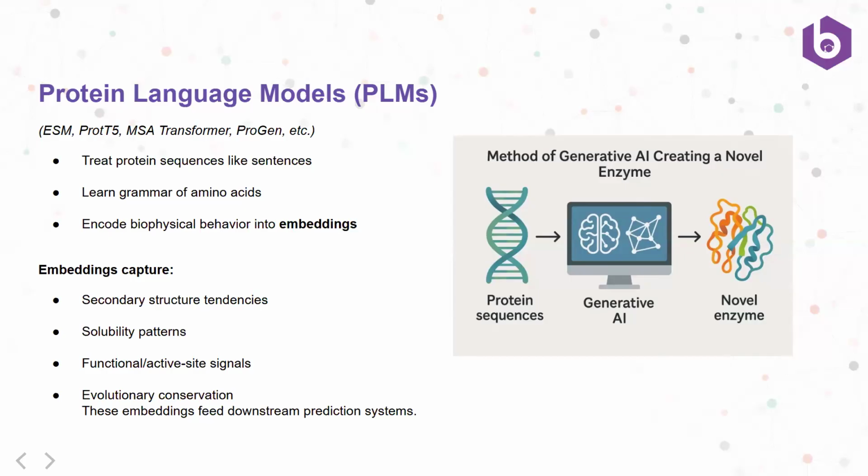Embeddings are nothing but the numerical representations of what they have learned. These numerical representations capture the structural tendencies, solubility patterns, active site signaling, and evolutionary conservation. And these embeddings serve as a powerful input for downstream prediction tools, enabling highly accurate property predictions.